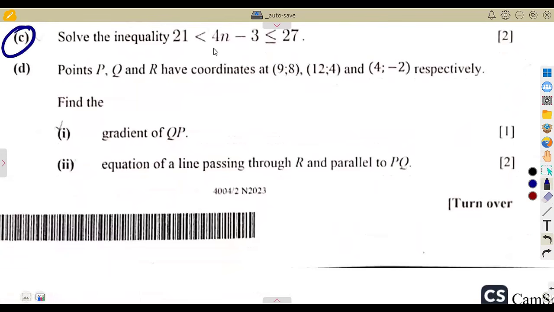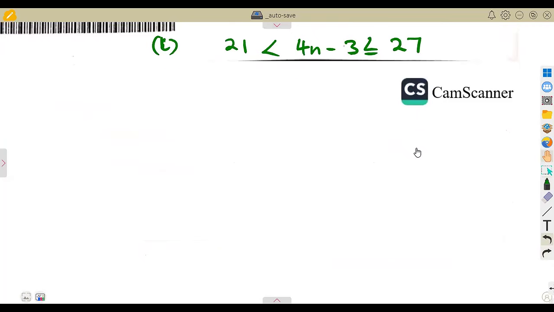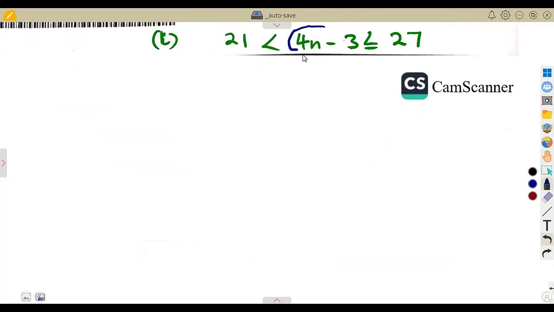Solve the inequality. So this is a simultaneous inequality or a compound inequality where you are given two inequalities at the same time. So how do we solve such type of inequalities? We said in this condition, what you simply need is to separate the middle part of the inequality that you're given, which is the 4n minus 3. This is the middle part of our inequality. Separated to the 21, that means 21 is less than 4n minus 3. The same 4n minus 3 can be taken as 4n minus 3 compared to 27, less than or equal to 27.